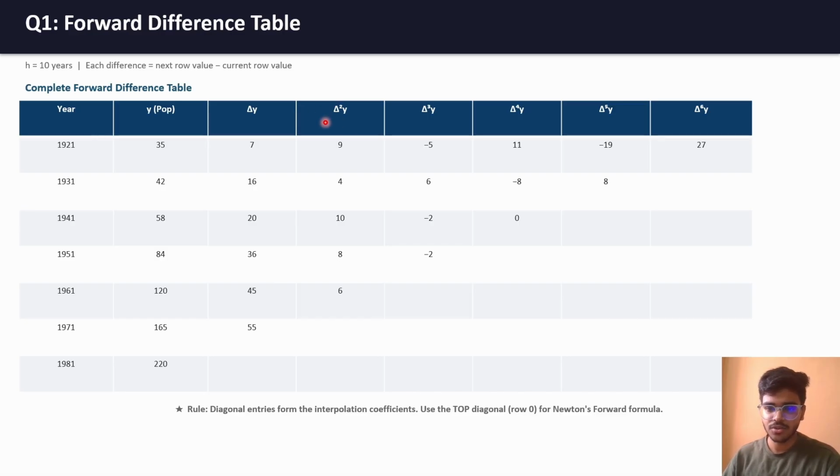The table has 7 rows and 8 columns of differences. Each column is shorter by 1 row than the previous one. The top row of this table, the values 35, 7, 9, minus 5, 11, minus 19 and 27, these are our key coefficients. They are called y0, delta y0, delta squared y0, and so on. These are the values we plug directly into Newton's forward formula.